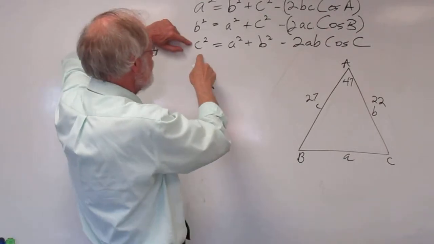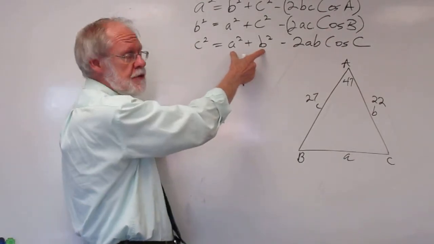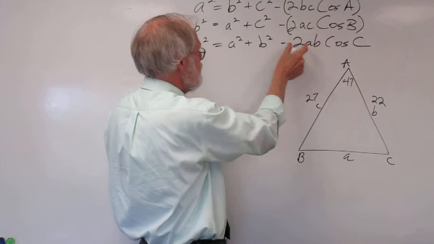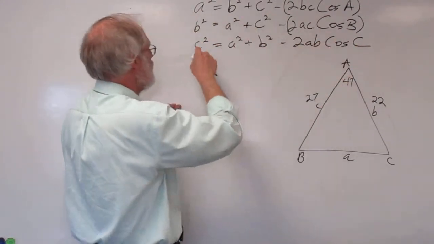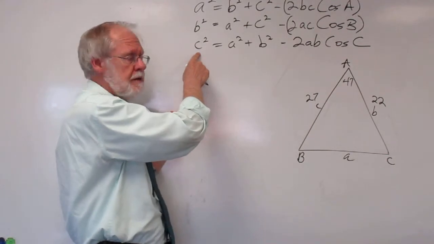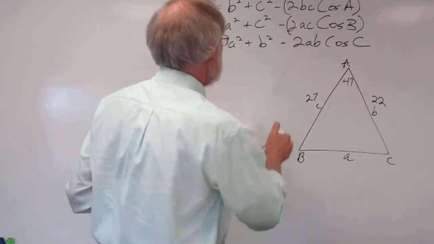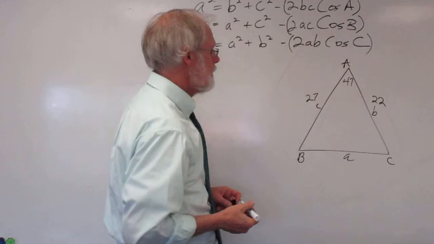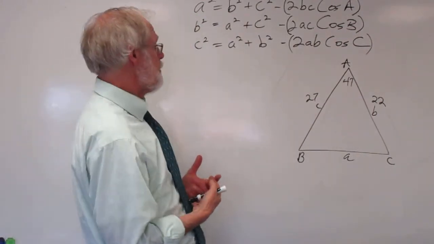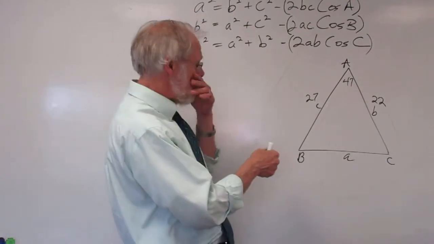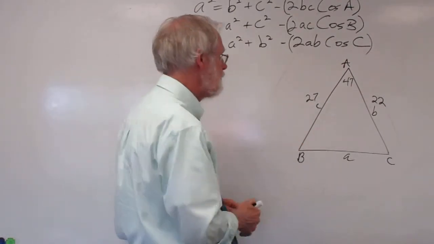Okay, the last one, c squared, so these two have to be the other two, a and b. These two match these two, a and b, and this angle matches up with its opposite side, c. Those all serve the same purpose. They are simply different versions depending on what you have available.